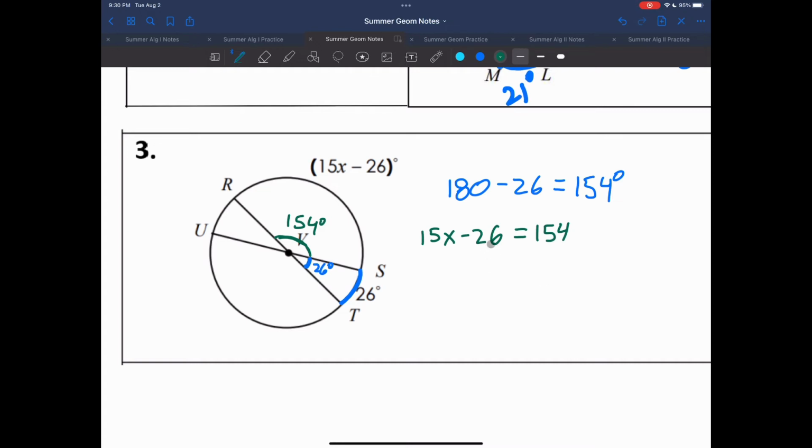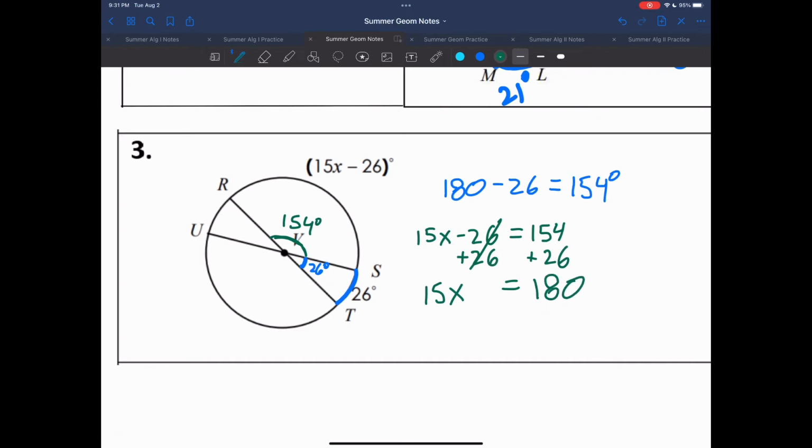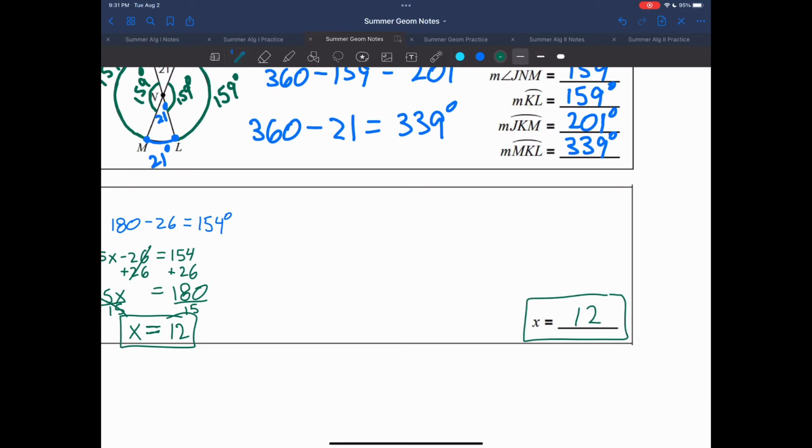So we're going to add 26 to both sides. I guess I can show my work, right? We're almost done. All right, bring down my 15x, and that's going to equal, what is that, 180? Yeah, of course, that makes sense. And then we divide both sides by 15, which should go in evenly 12 times. So x equals 12. Boom, and they're not asking us to find anything else, so that is our final answer for this part. X equals 12.